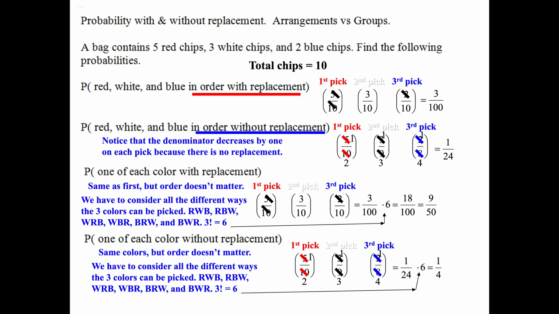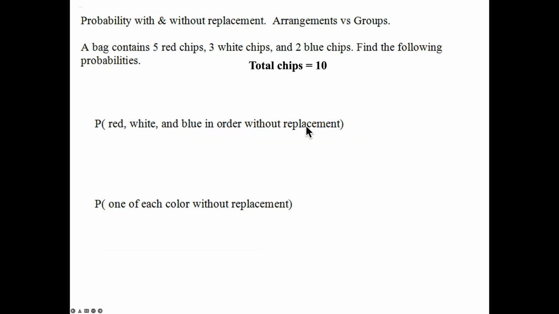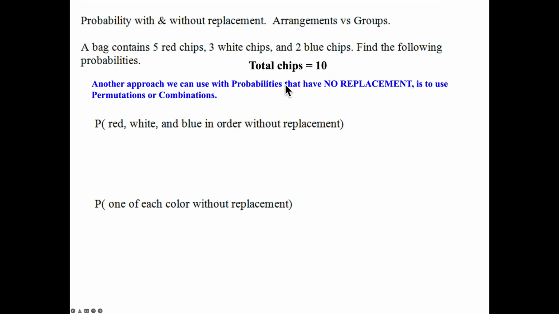Order, not in order, which is arrangement versus groups, with replacement, without replacement. Now, 2 of these probabilities, the ones without replacement, those are special. Those are your permutations and combinations. So if you recognize without replacement, you could do these 2 probabilities a different way. All right? Remember, order is a permutation. Order doesn't matter is a combination.